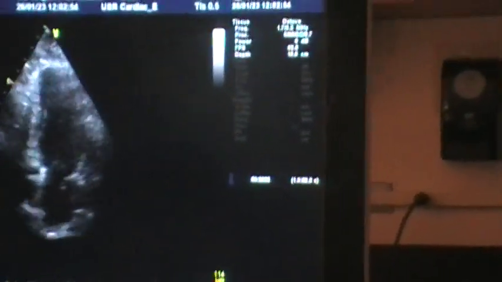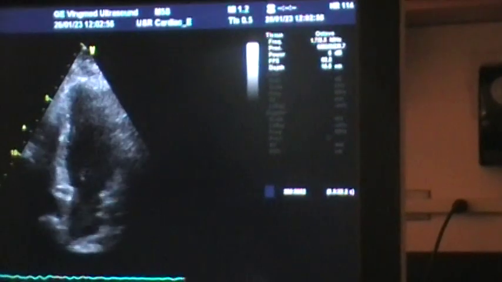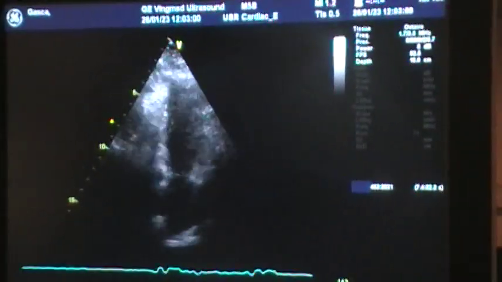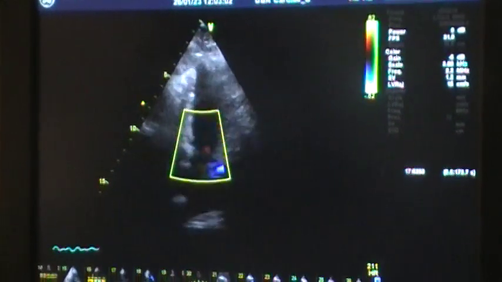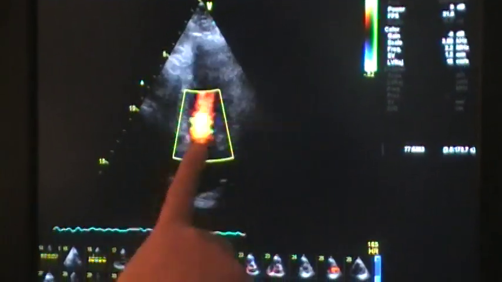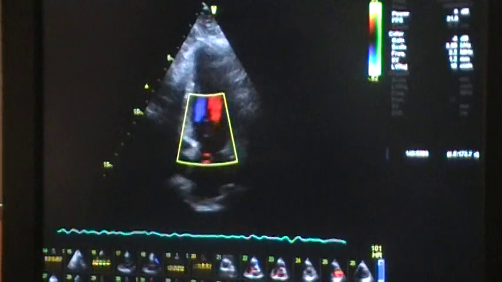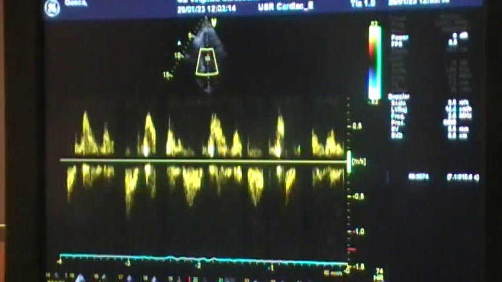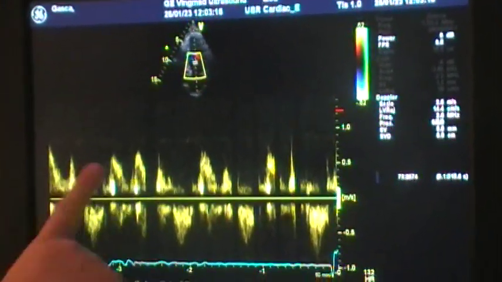For pulse wave in the 2-chamber mitral view, where do you put the sample gate? At the leaflet tips. So your color would be on. It's going to be at the leaflet tips where the flow is coming into the ventricle there. So just right in the red at the leaflet tips of the mitral valve. Cool. And that's going to give you your best E and A.